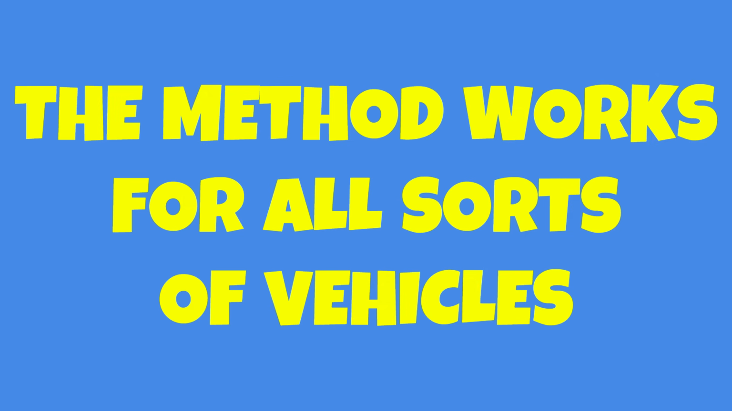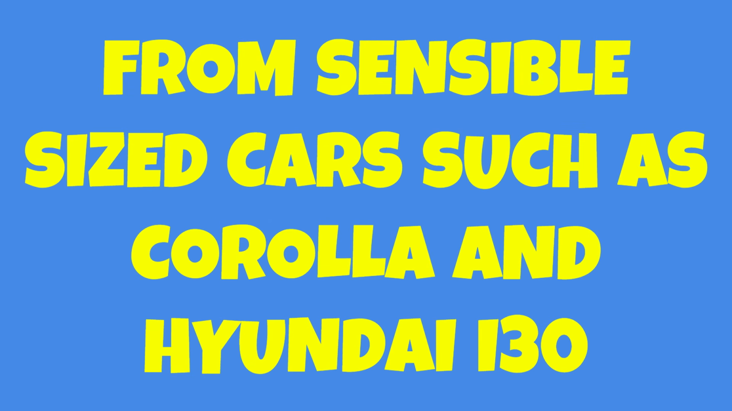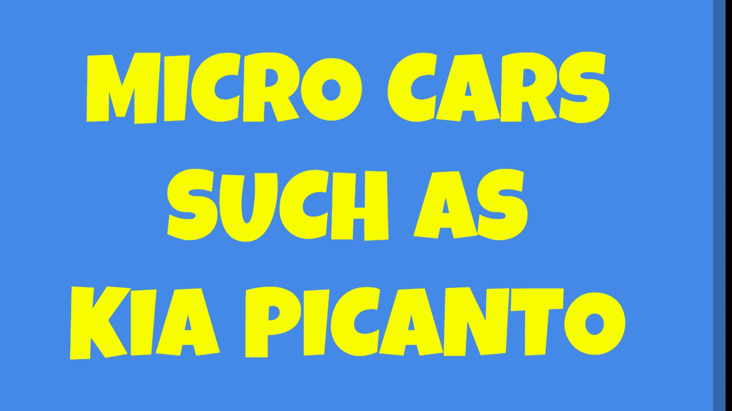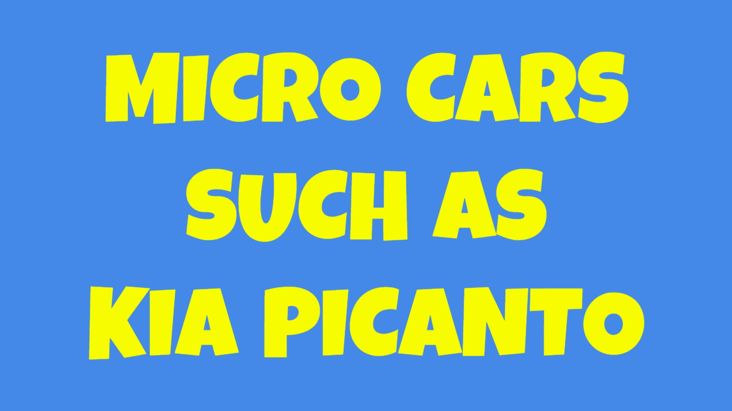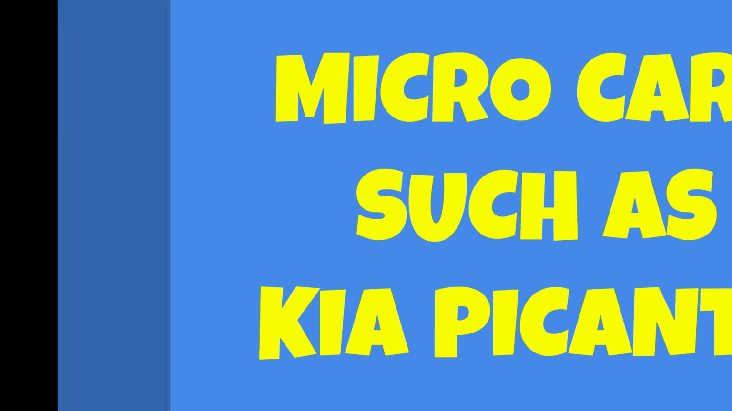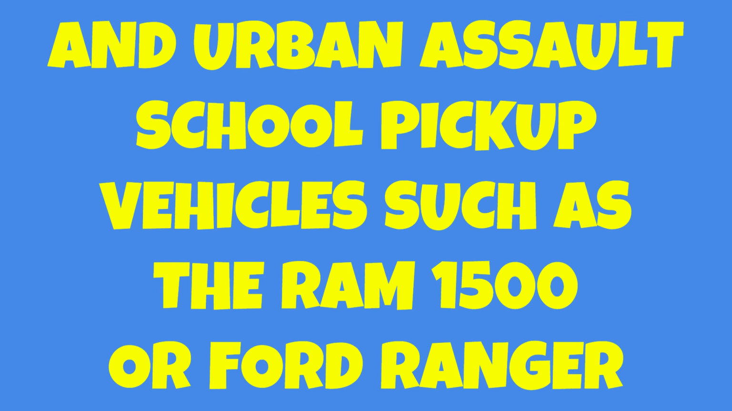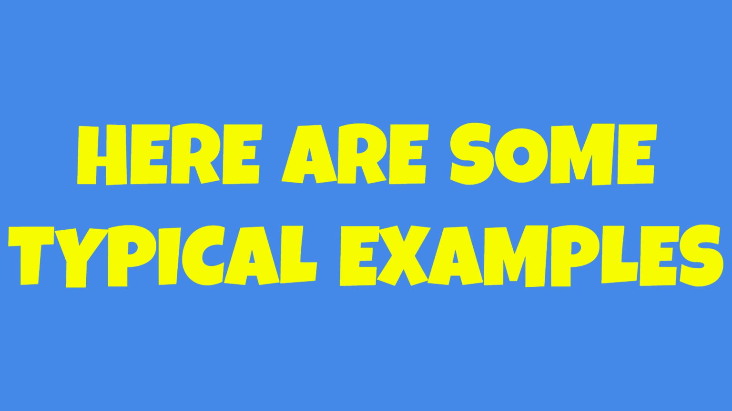So the method works for all sorts of vehicles, from sensible sized cars such as a Corolla or a Hyundai i30, micro cars such as a Kia Picanto, and urban assault school pickup vehicles such as the Ram 1500 or the Ford Ranger. So here are some typical examples that demonstrate that the three-line method is not a one-size-fits-all approach.